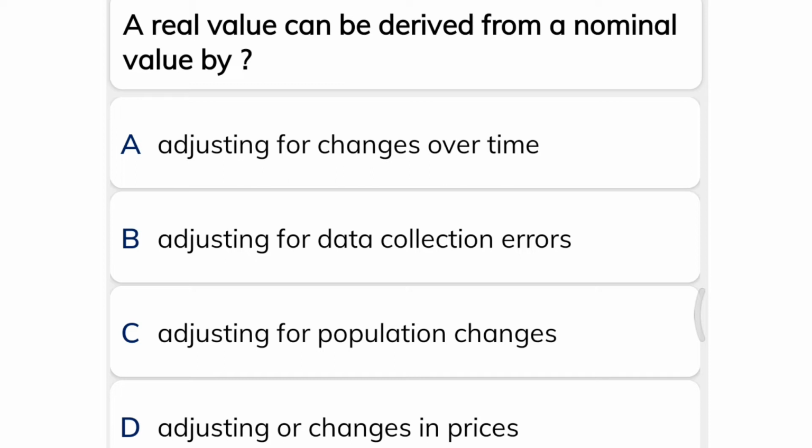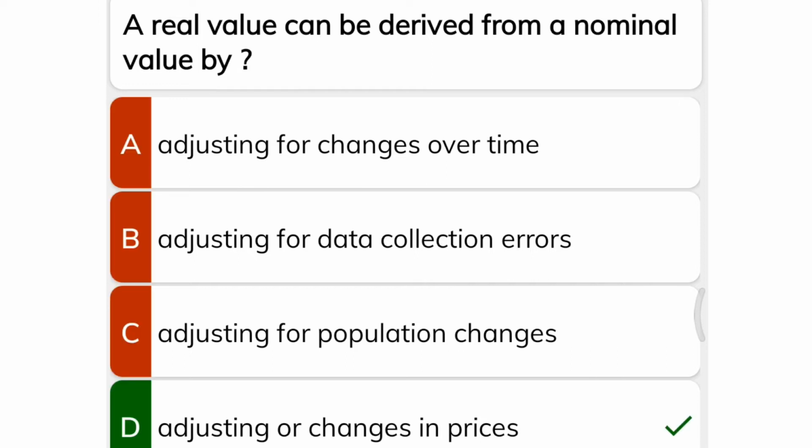A real value can be derived from the nominal value by what? Option A, adjusting for changes over time. Option B, adjusting for data collection errors. Option C, adjusting for population changes. Option D, adjusting for changes in price. The correct answer is option D.